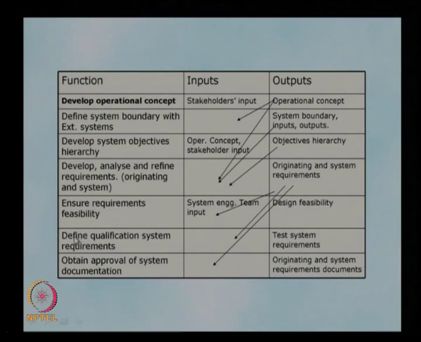Once it is satisfied, we go for the qualification system requirement, because every system has to be qualified to satisfy the requirements. We define the qualification system requirement, and the output will be the test system requirement document. Once this is done, we obtain the approval of system documentation from the higher-ups, and at the end of this we get the originating and system requirements documents. In this process function of the system level design problem, we start with the stakeholders' inputs and end with an originating and system requirements document, which is the final output of this stage of development.